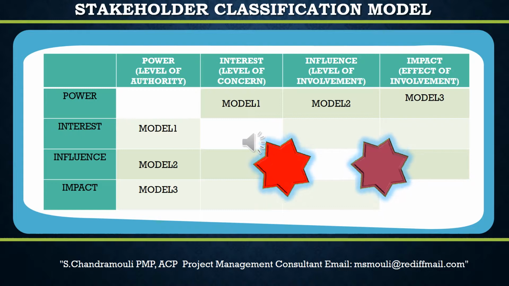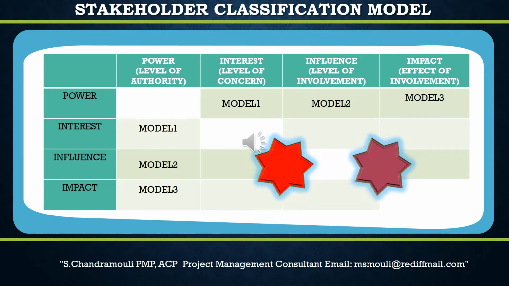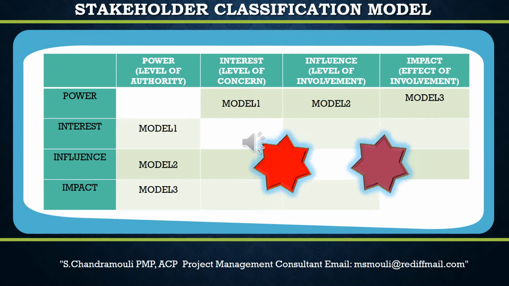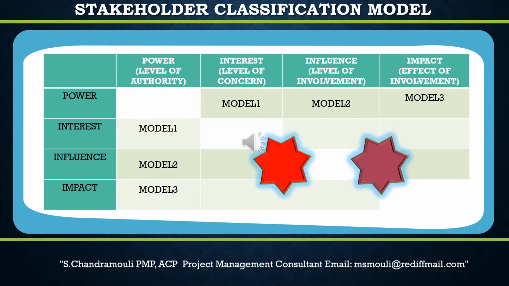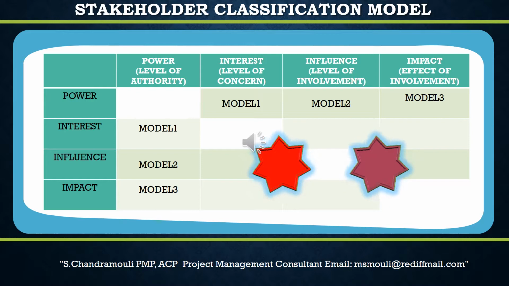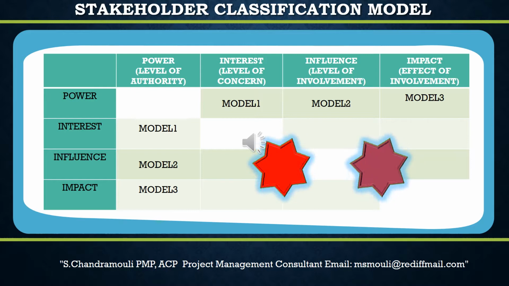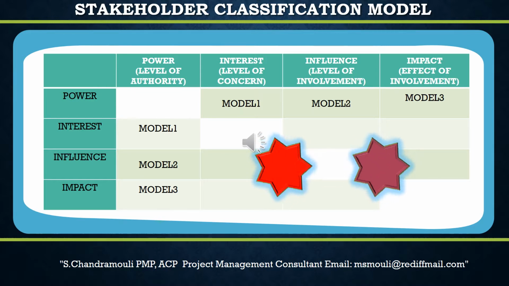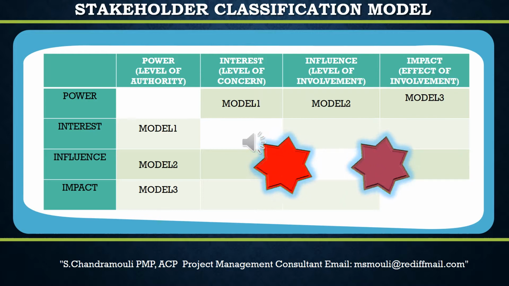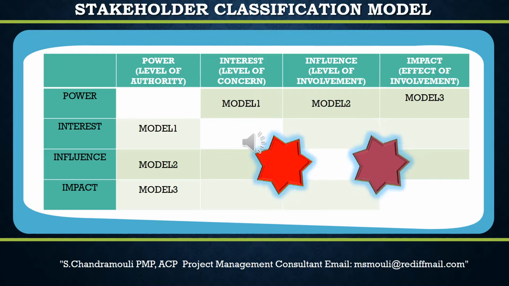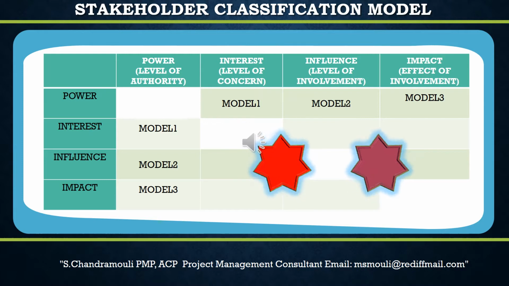The stakeholder classification models help in dealing with the different stakeholders. For example, in the case of power interest grid, the following cases are possible. 1. A stakeholder with high power and high interest should be managed with utmost care. 2. A stakeholder with high power and low interest should be kept satisfied. 3. A stakeholder with low power and high interest should be kept informed. 4. A stakeholder with low power and low interest requires less effort than the rest. They should only be monitored.